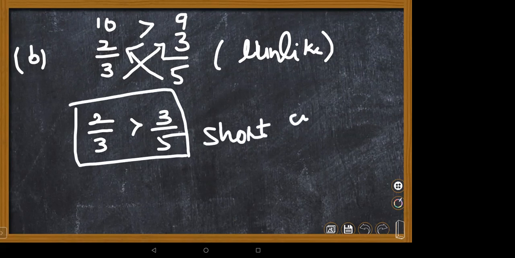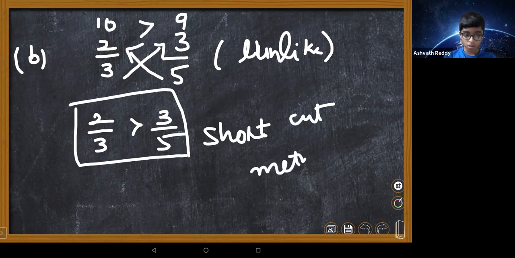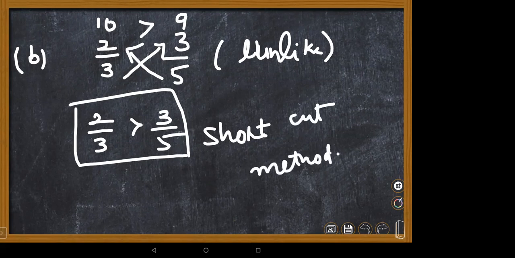When you are in your competitive examination, you can use this method. By doing cross multiplication, we can compare which is greater, which is smaller. You can compare and write your answer. This is one way of doing it. Now, this is the one type.